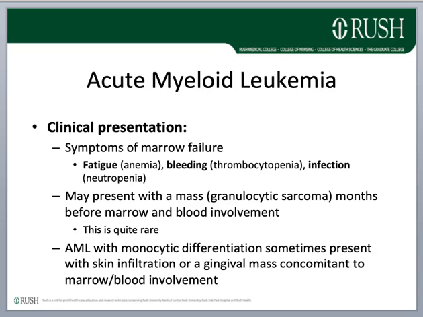And finally, a high yield fact, we'll return to this a little bit later: AML with monocytic differentiation has a singular tendency for skin infiltration or to form a gingival mass at the same time that there's marrow and blood involvement. So that's an important high yield diagnostic feature that you can look for.